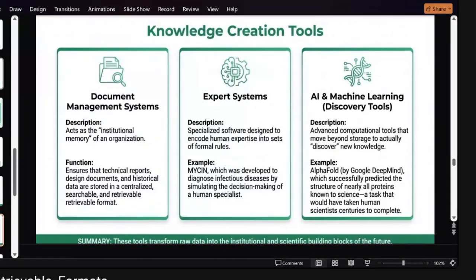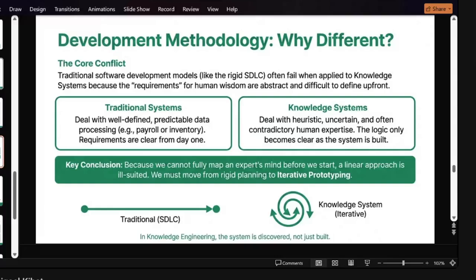specialist. AI and machine learning are advanced computational tools that move beyond storage to actually discover new knowledge. An example is AlphaFold by Google DeepMind, which successfully predicted the structure of nearly all proteins known to science, a task that would have taken human scientists centuries to complete. I'll let the next presenter take over, who will be Sila.